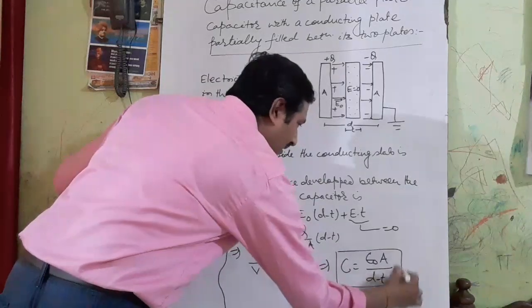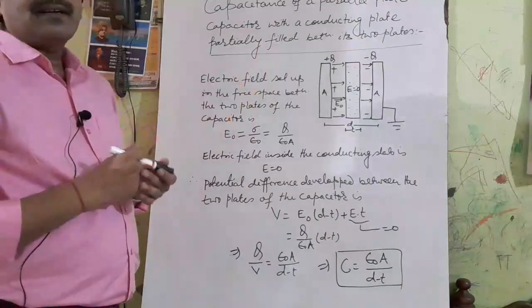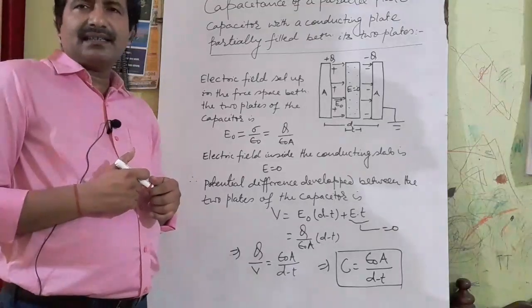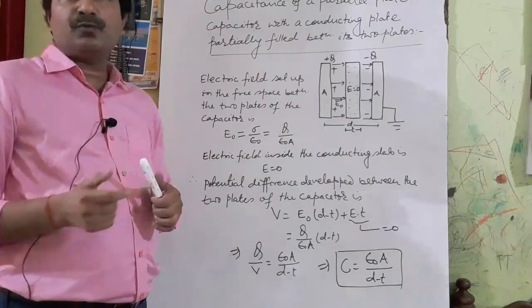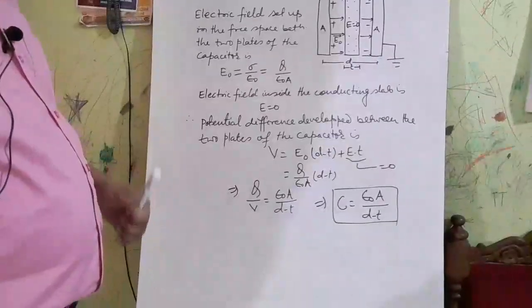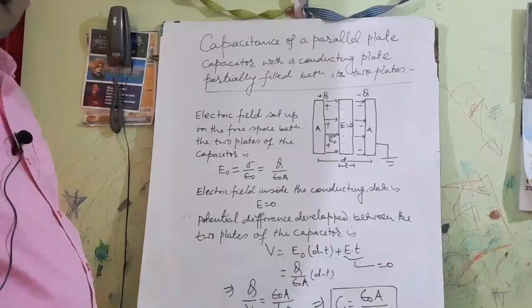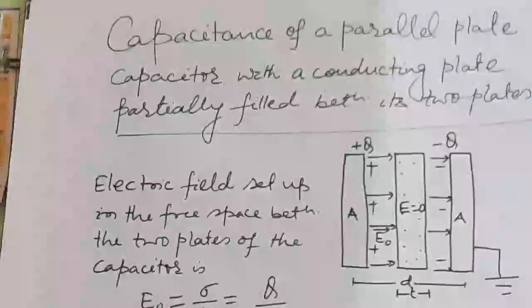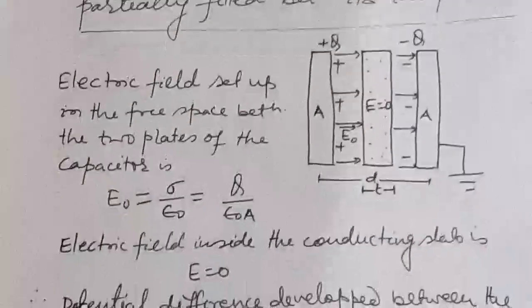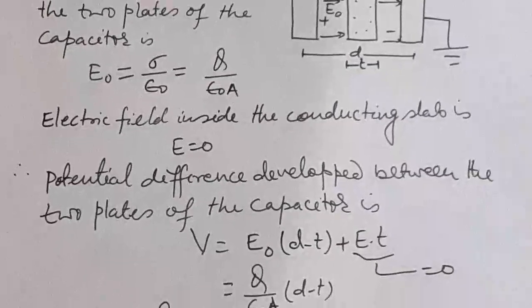This is the expression for capacitance of a parallel plate capacitor having a partially filled conducting slab between its two plates. So this is the expression for capacitance. Have a look on the board again in the magnified form. You can copy down all these by pausing the video.